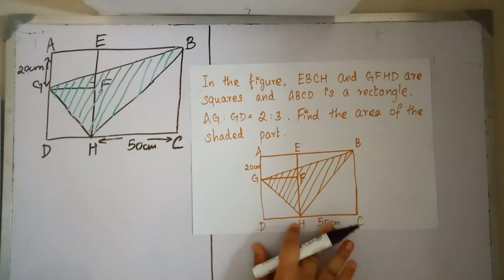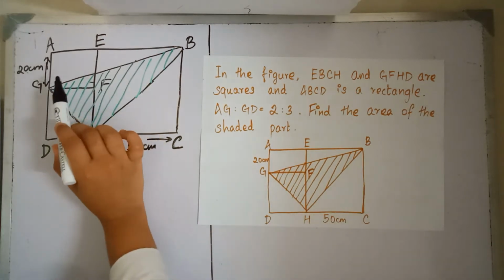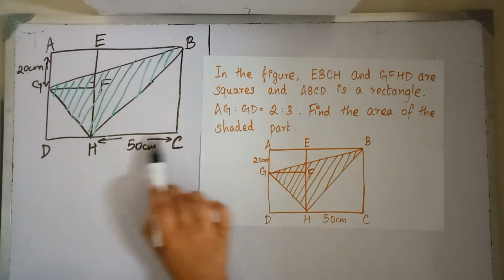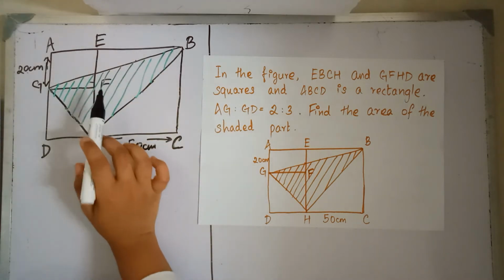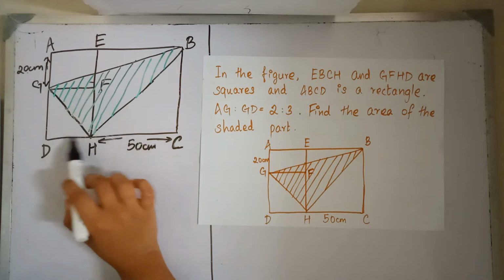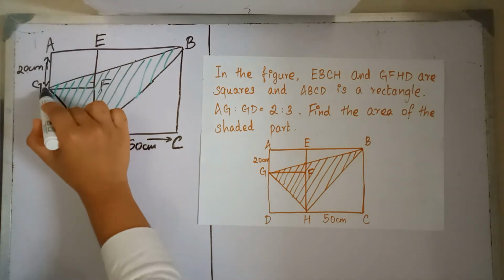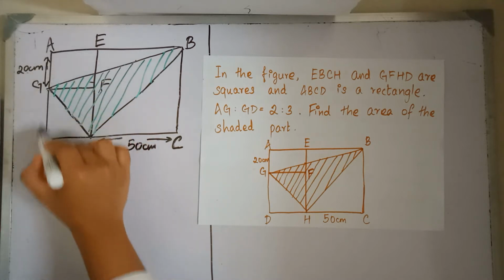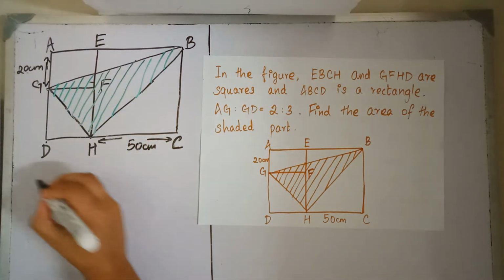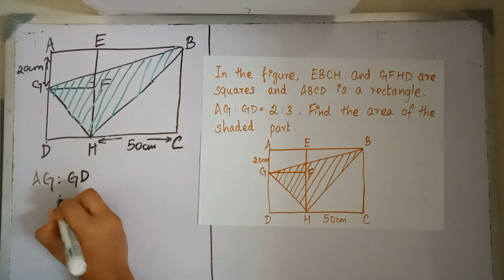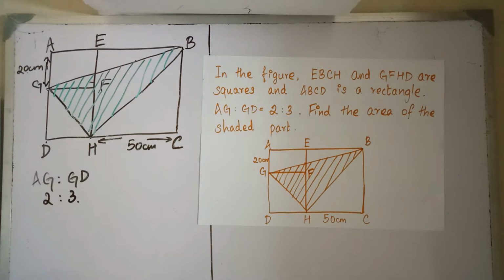Okay, so the figure consists of two squares. EBCH, this part, is a square, and GFHT, this part, is also a square. The overall figure ABCD is a rectangle. Now they have a relation between the two sides, AG, this part, and GD. That is 2:3. So AG is to GD is equal to 2:3.